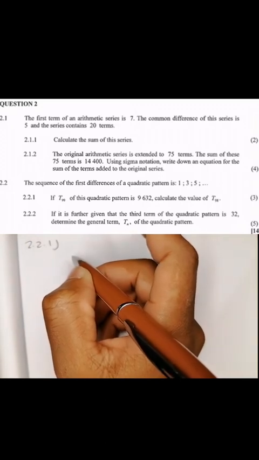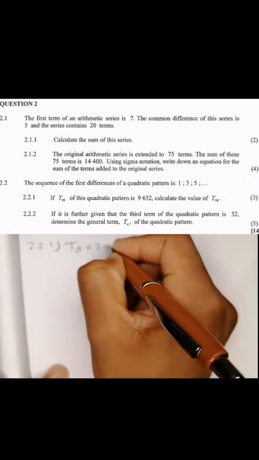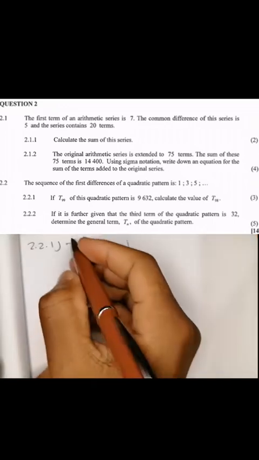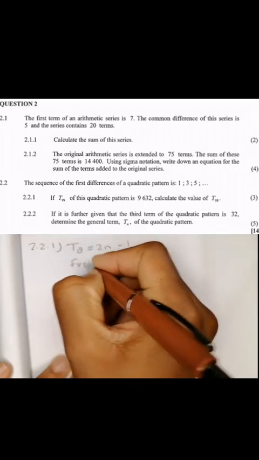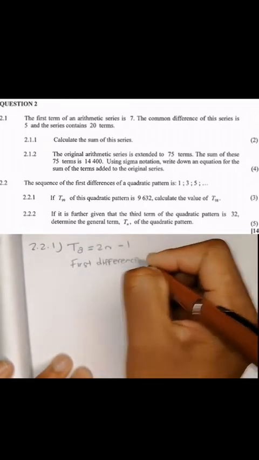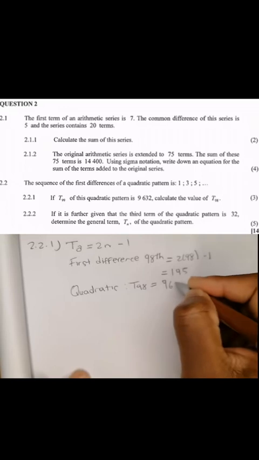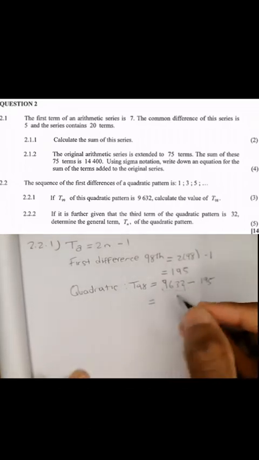So we know for the arithmetic series we have Tn being equal to 2n minus 1 according to our calculation, right? So for our first difference of the 98 term, it's equal to 2 into 98 minus 1, we have 195, right? And then for the quadratic one, term 98 is equal to 9,632 minus 195, as this term was given there in the statement. So now we'll have term 98 being equal to 9,437, and then we move to the following.